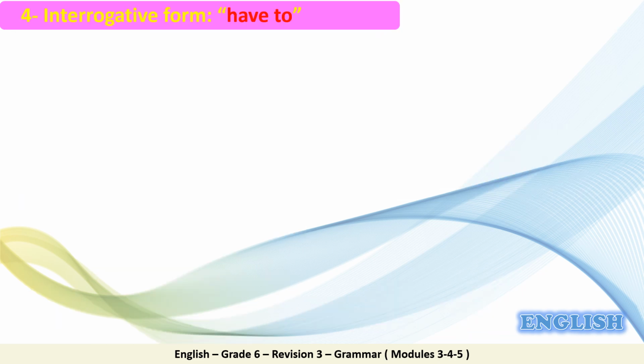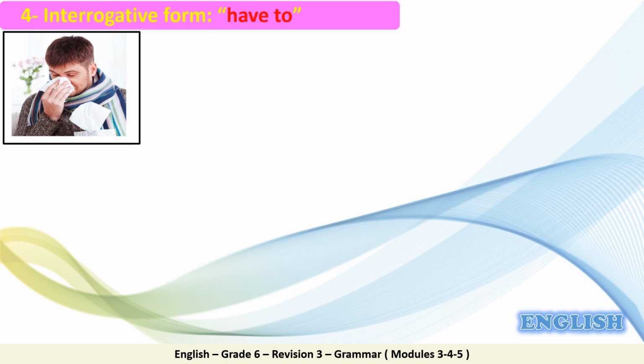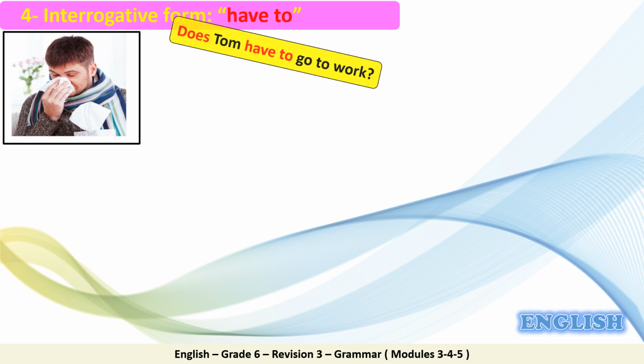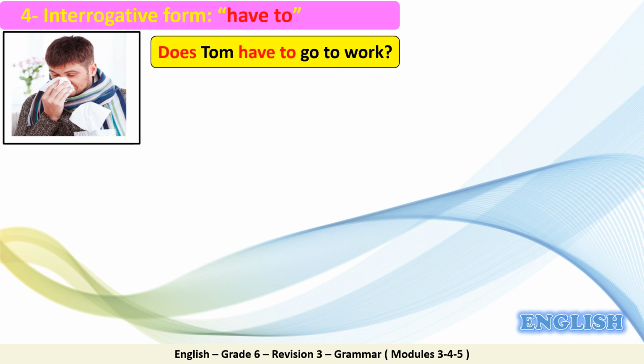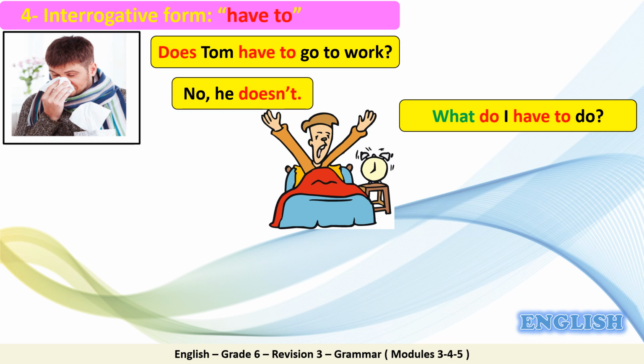In the interrogative form of have to, we have two examples. Number one is a yes/no question. Does Tom have to go to work? The answer is no, he doesn't. In number two, a WH question, what do I have to do? The answer is I have to wake up early.